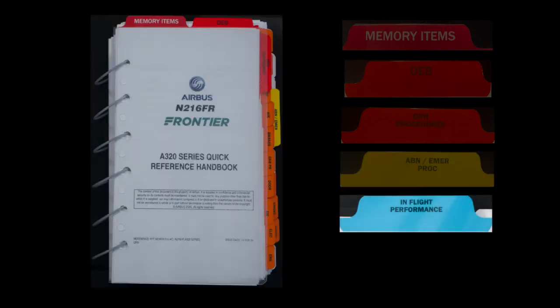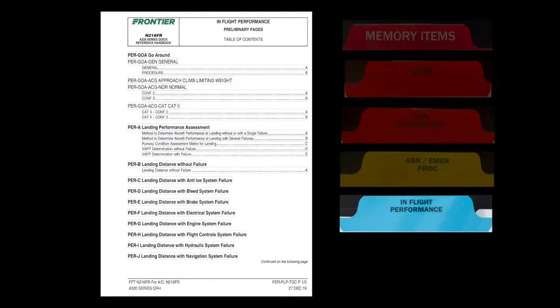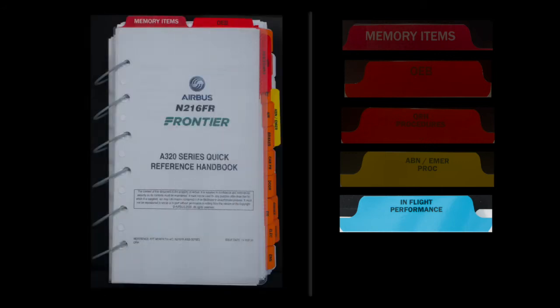The next section is the in-flight performance section. This contains all in-flight performance tables and calculations needed by the flight crew. Both normal and abnormal data is contained here and can be referenced when necessary.